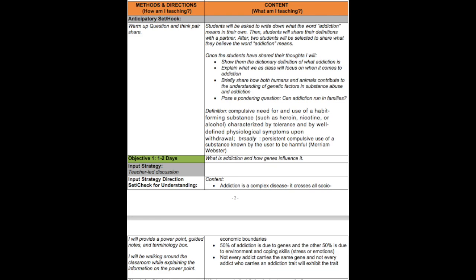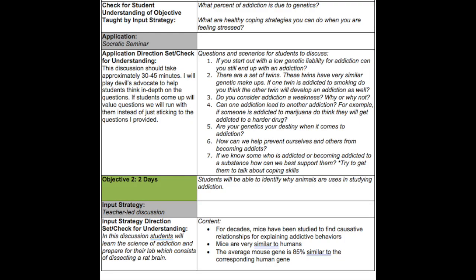After this, I will have a Socratic seminar for my application of this information. The seminar should take about 30 to 45 minutes depending on how in-depth the conversation gets or where students go with it. Next to it, I have listed some questions of scenarios that I will use unless students come up with their own, and if they do, I will run with them. One, I will ask, like number 5, are your genetics your destiny when it comes to addiction? And for that, the answer is no. They are not your destiny.